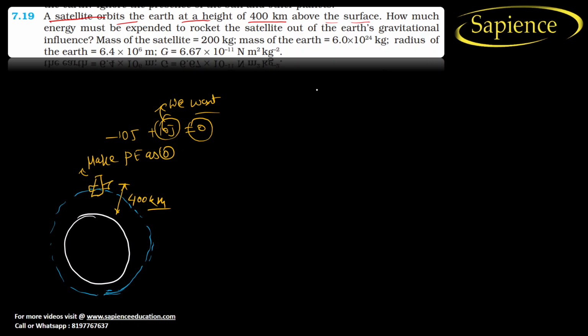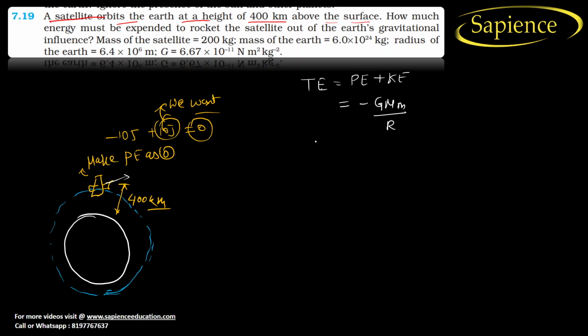So first of all, we need to find the total energy at this point. The total energy is equal to potential energy plus kinetic energy, right? The potential energy is minus G into M into small m, that is mass of the Earth into mass of the satellite, divided by R.